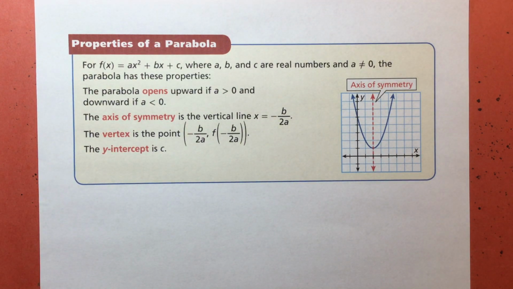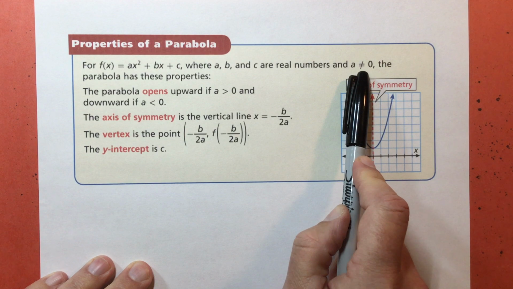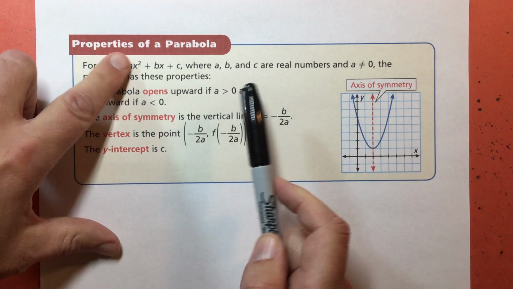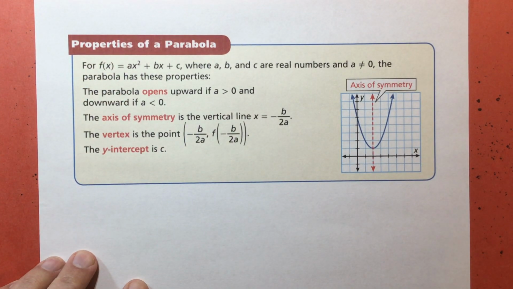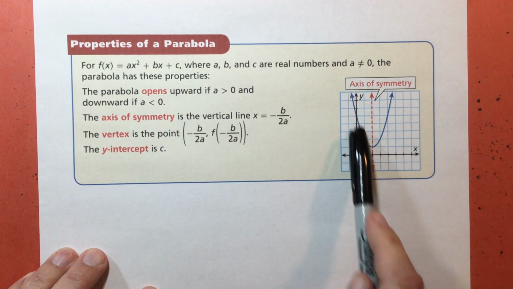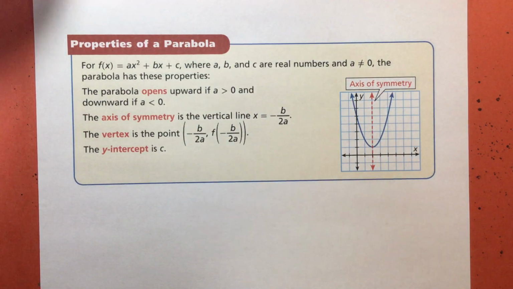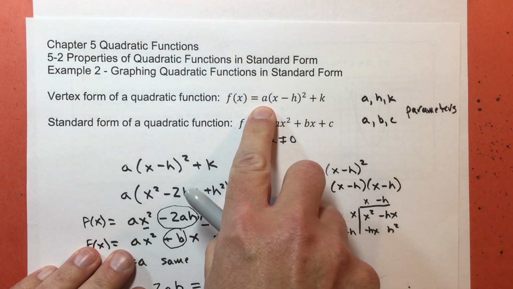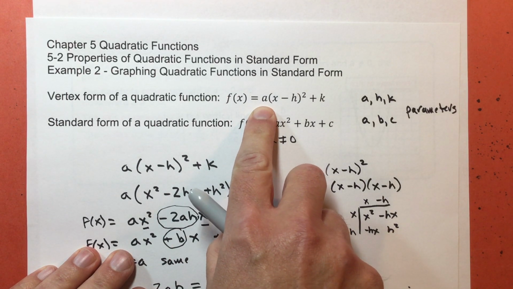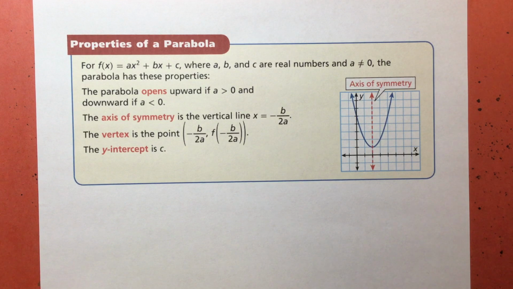So get some popcorn. If I have a function in standard form, a, b, and c are real numbers, and like I said, a does not equal 0. So in other words, it doesn't become linear. Here's what I know about the properties. First of all, the parabola opens upwards. It makes a U or a smiley face if a is positive. That goes back to this. If a is positive, it makes a U-shaped parabola. If a is negative, it flips it upside down, and it makes a frowny face.